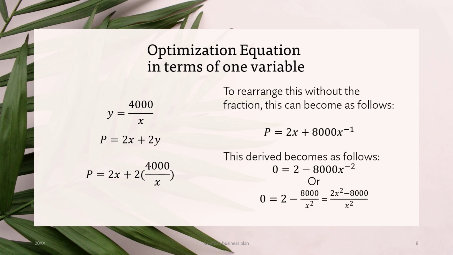And this derived becomes 2 minus 8,000 x to the negative 2. And the reason it becomes a negative is because we're multiplying times negative 1, and then we're subtracting 1 from the exponent and making that the new exponent. So negative 1 minus 1 is negative 2. So this becomes 2 minus 8,000 over x squared. Or if we want to have it all in one fraction, it's 2x squared minus 8,000 over x squared.